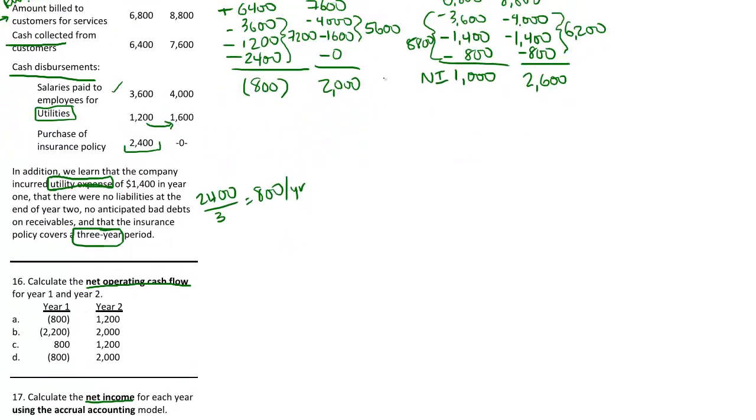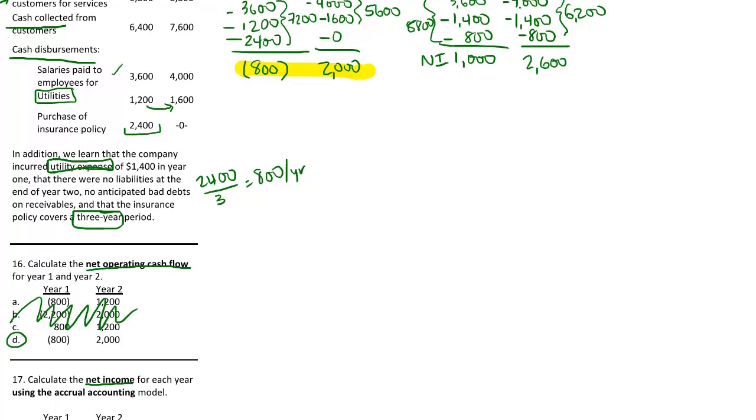So net operating cash flows in 16, we had negative 800 and 2,000. Correct answer here, negative 800 here, negative 800 here. There is the positive 2,000. Correct answer is D. And you can eliminate the rest of these.